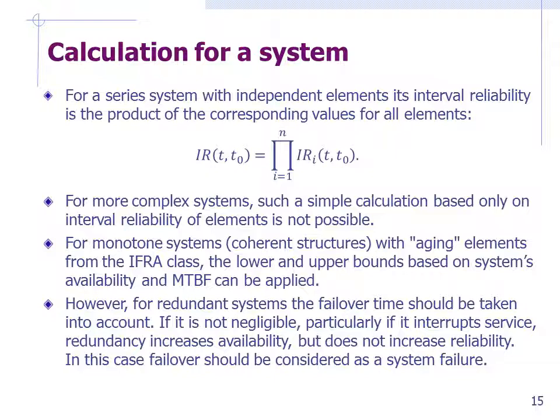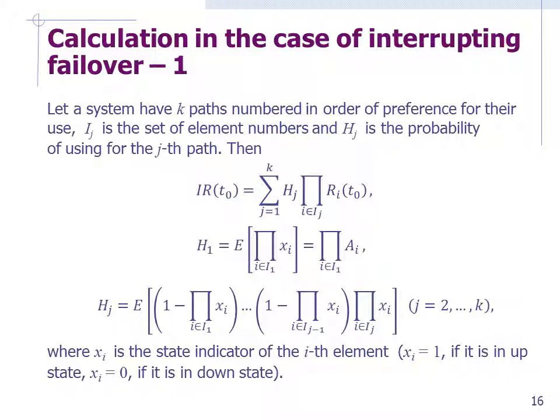For more complex systems, such simple calculations are not possible. For monotone or coherent systems with aging elements, the lower and upper bounds can be applied. However, for redundant systems, the failover time should be taken into account. If it interrupts service, redundancy increases availability but does not increase reliability. In this case, failover should be considered as a system failure. This slide and the next one present the proposed technique for interval reliability calculation in the case of interrupting failover.